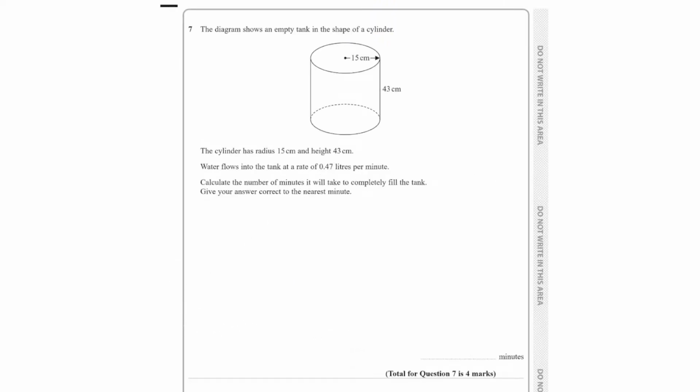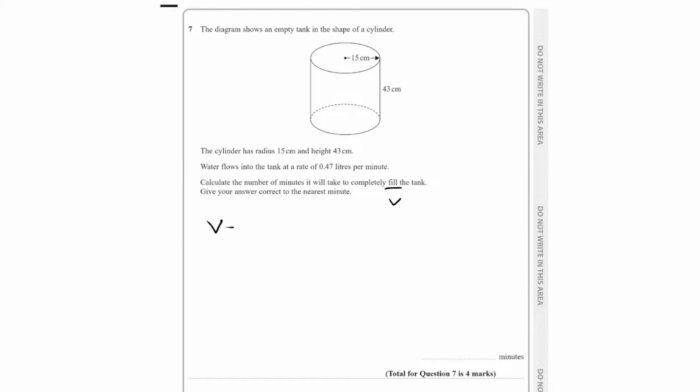Question 7. The diagram shows an empty tank in the shape of a cylinder. The cylinder has radius 15 centimeters and height 43 centimeters. And then they've said that water flows into the tank at a rate of 0.47 litres per minute. Calculate the number of minutes it will take to completely fill the tank. So to fill the tank, that means volume, doesn't it? So first of all, before I even worry about this litres per minute thing, I need to work out the volume of the cylinder. Now the volume of a cylinder, it's a prism, so you work out the cross-sectional area, or in this case the area of this circle, and then you just multiply it by the height.